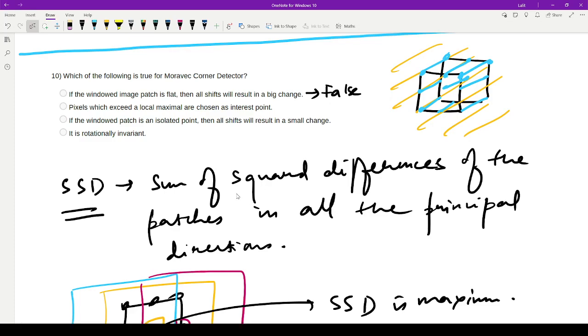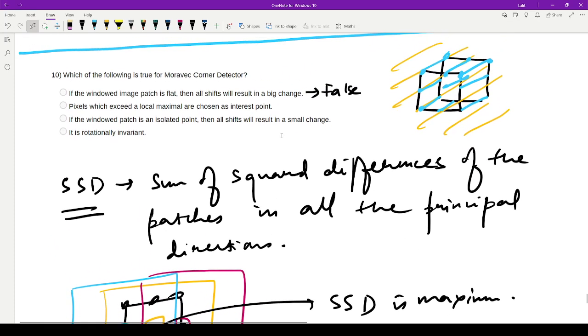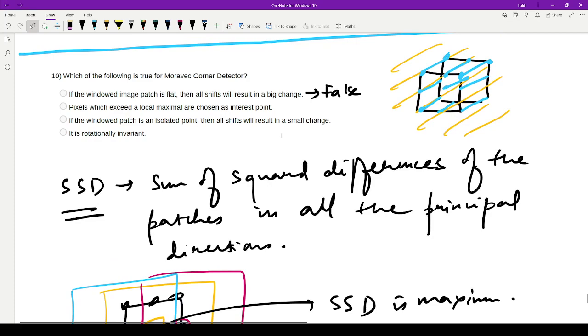Yes, because this pixel is way more different than the nearby pixels. So it is true. What about the third one?